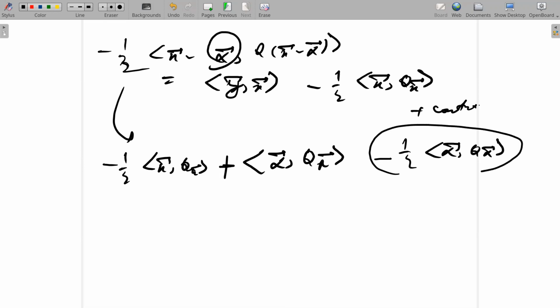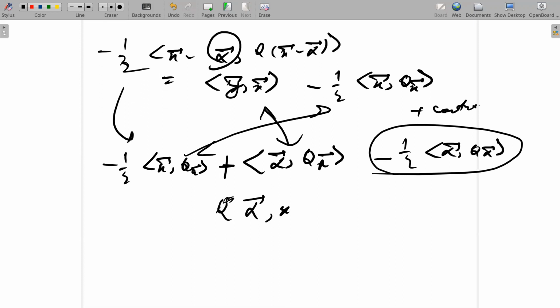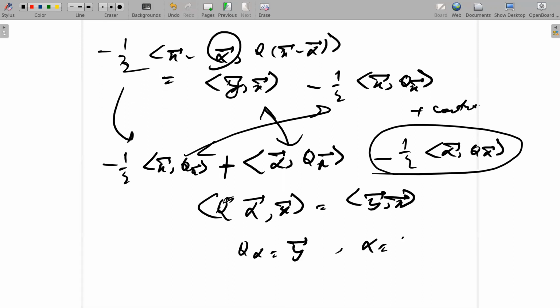But in any case, this is the constant we'll add at the end after we have figured out what alpha is. So just comparing terms, these two match up. So we want these two to match up. So what I should choose is q alpha dot x should be equal to y dot x, and this should hold in a formal manner, or you could say for all y and all x. Which means q alpha must be equal to y, or alpha is equal to q inverse y.